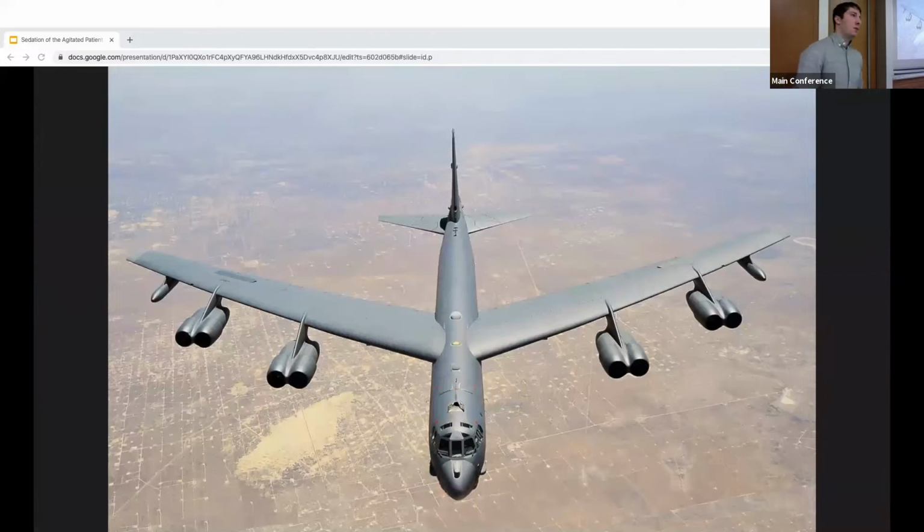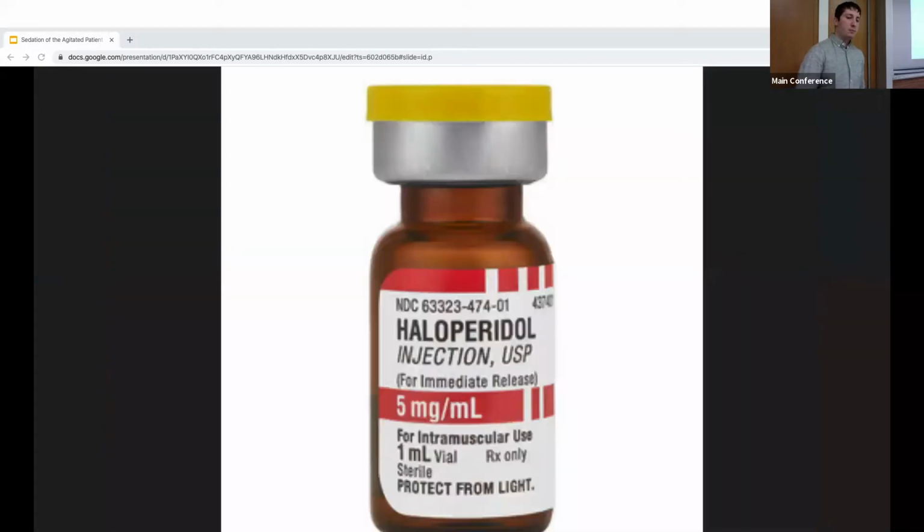So this is a B52 that I Googled. B52 stands for this classic cocktail we think about: Benadryl, 5 Haloperidol, 2 Ketamine. So let's talk about the different medications. The first one is haloperidol. We've all used it. It's our first generation antipsychotic. It blocks the dopamine receptor.